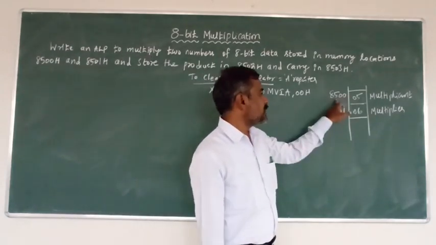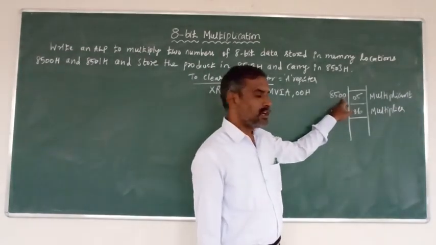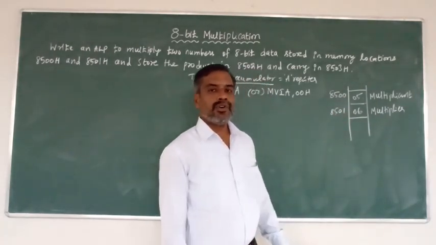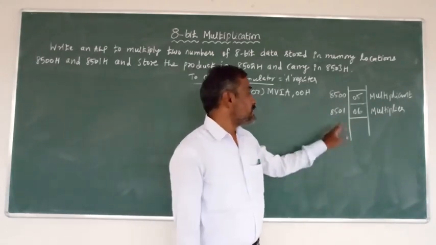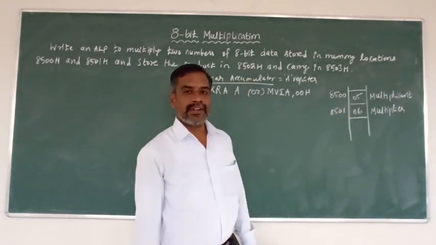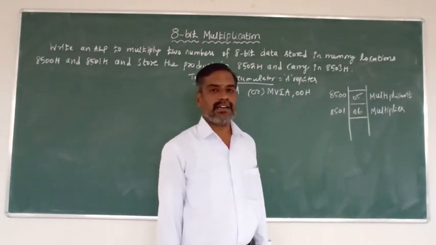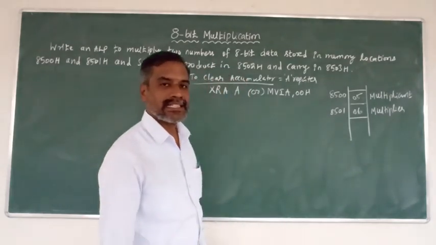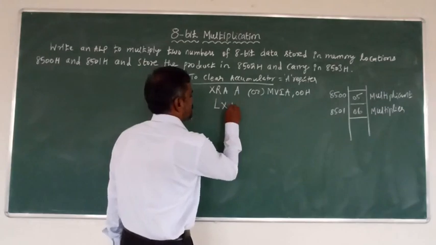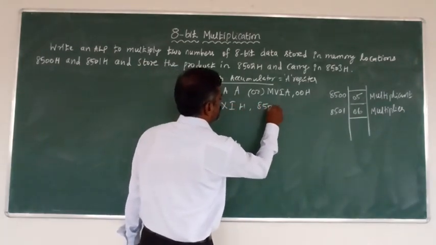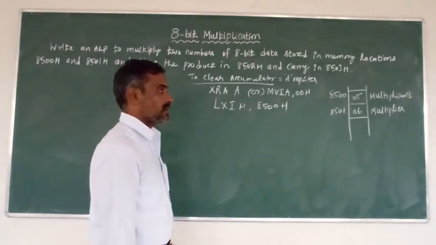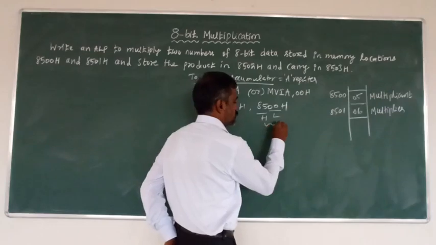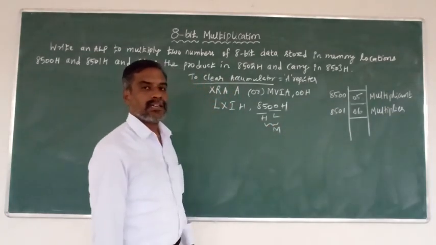Next, data 1 is in address 8500 and data 2 is in 8501. Now to load 2 8-bit data from addresses 8500 and 8501, more than one data means we have to use LXI H. First we have to initialize the memory address: LXI H, 8500H. Now this is for the L register and this is for the H register. These two represent the memory address location.